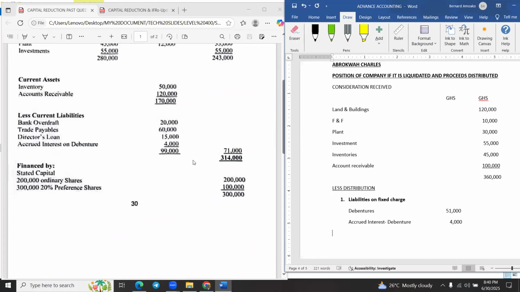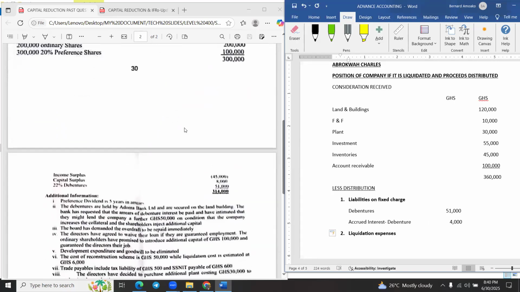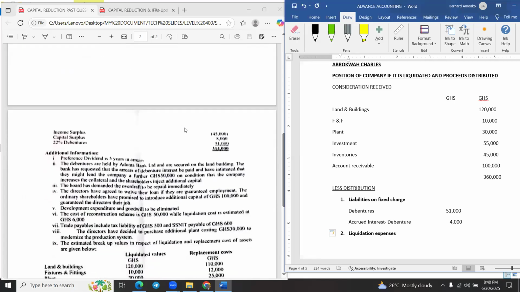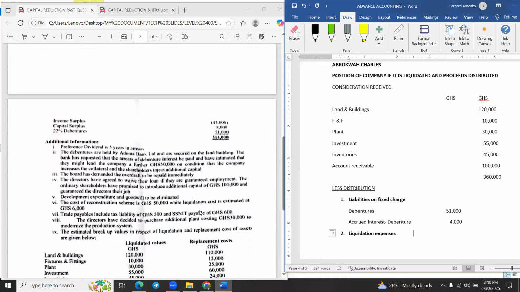The second item was liquidation expenses. And this one was direct, so I don't need to write anything under it. I can go ahead and say it's a liquidation cost. Liquidation cost was 6,000.